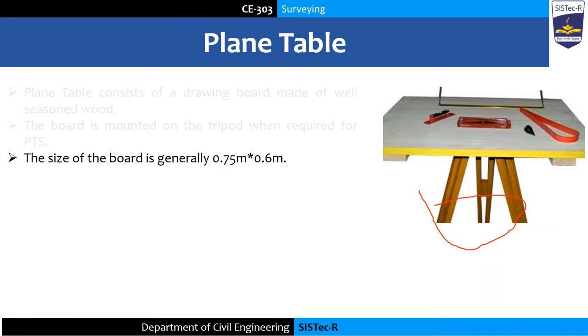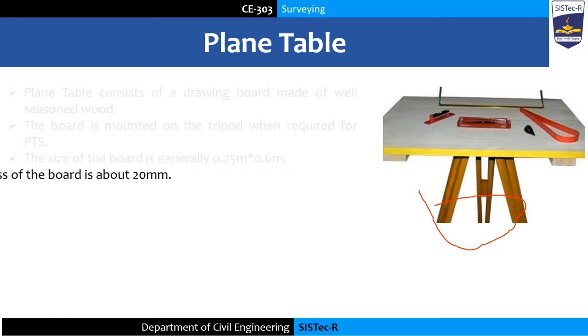The size of the board is generally 0.75 meter by 0.6 meter. So basically the length of this board is 0.75 meter and the breadth is 0.6 meter. This is the size in general. And the thickness of the board is about 20 mm.